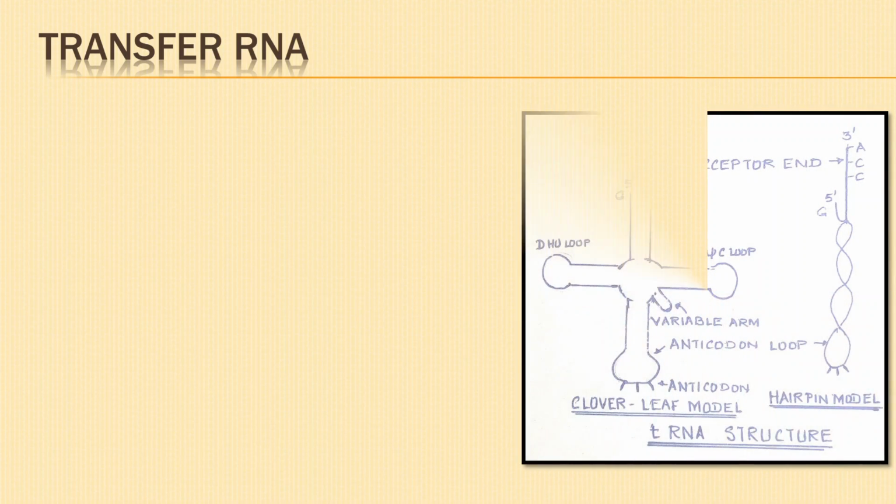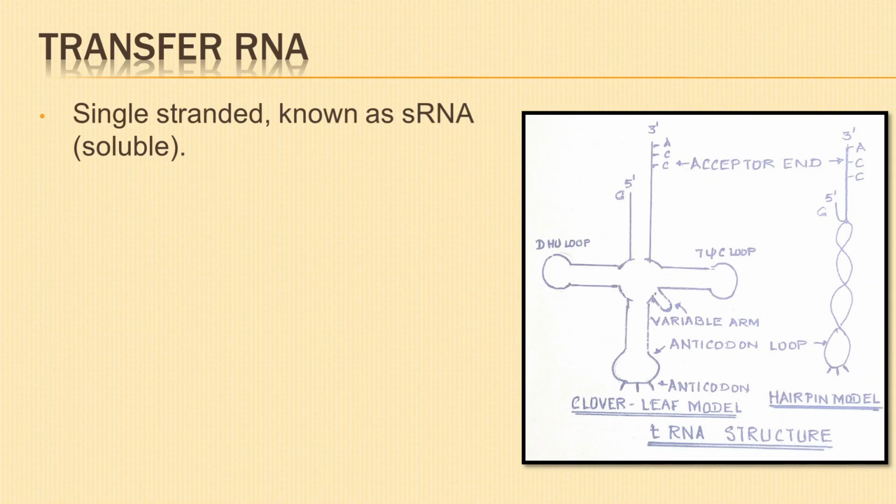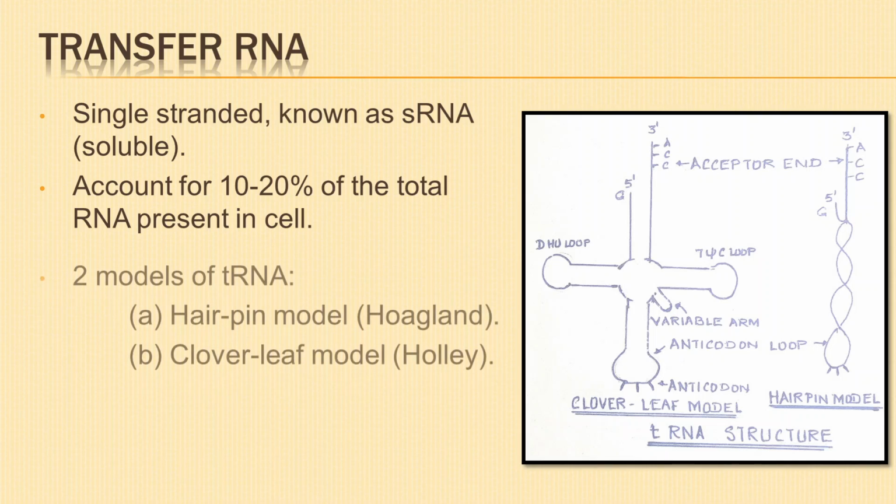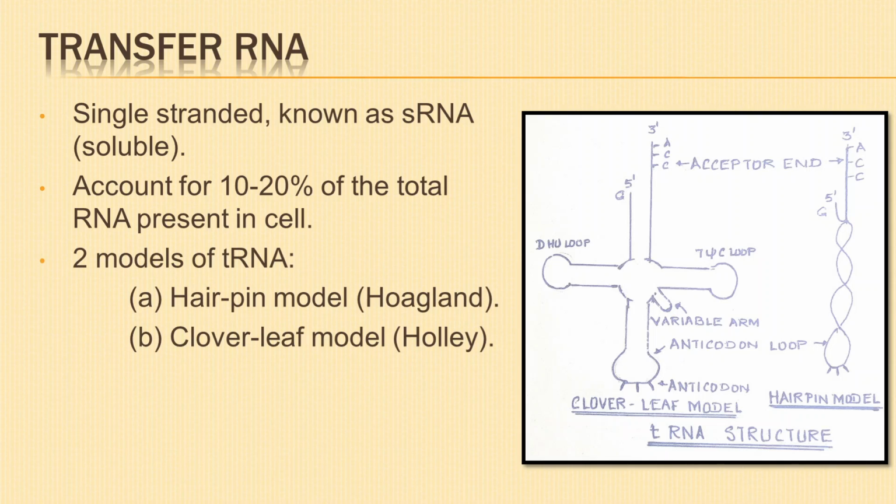Next type of non-genetic RNA is the transfer RNA. Transfer RNA is single-stranded and is also known as sRNA. S stands for soluble. It accounts for 10 to 20% of the total RNA in the cell. There are two models of transfer RNA. They are hairpin model proposed by Hoagland and clover leaf model proposed by Holley as shown in the figure.